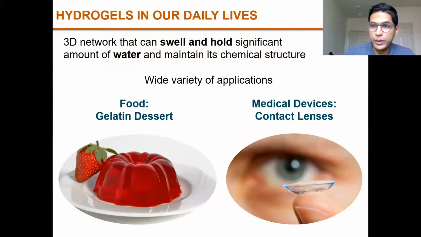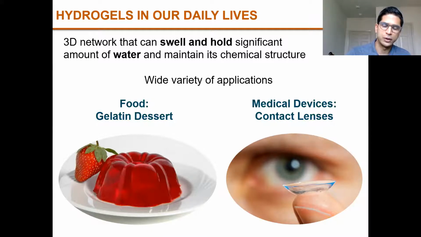So the material that we are proposing to use is called a hydrogel. And hydrogels are kinds of materials that we use in our daily life. It's a 3D network structure that can swell and hold a significant amount of water and maintain its chemical structure. There's a wide variety of applications where we use hydrogels. We can see it in food, when we have gelatin dessert, medical devices like contact lenses, and other things such as diapers and creams that are used for different applications.